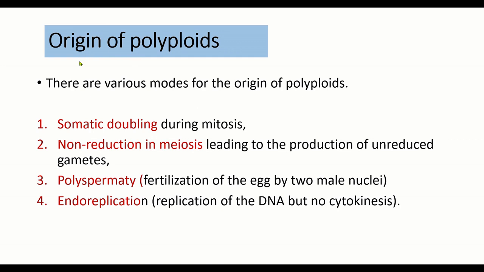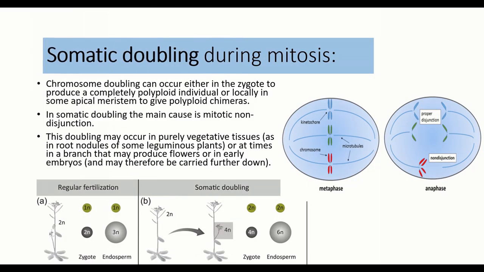So talking about the origin of polyploids, these are the sources: somatic doubling during mitosis, and non-disjunction in meiosis leading to production of unreduced gametes. And next is polyspermy, which is the fertilization of an egg by 2 male nuclei or more than that. And endoreplication, which is replication of DNA without cytokinesis. So let's see one by one what these are.